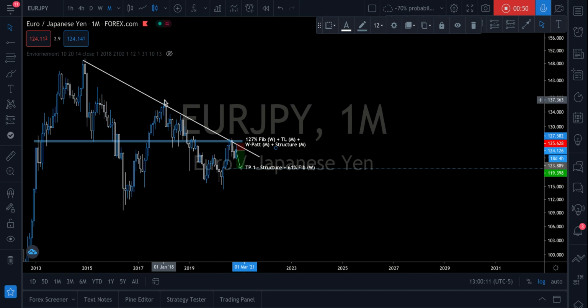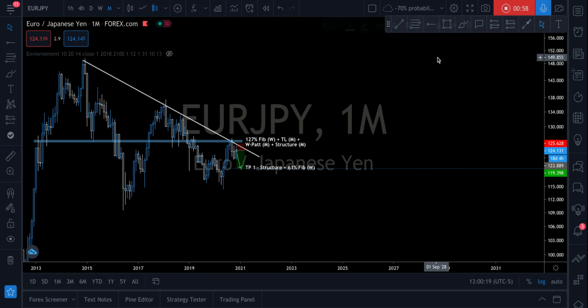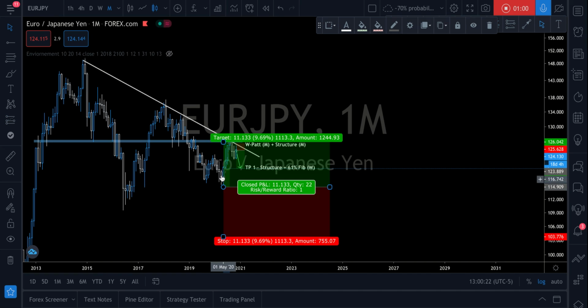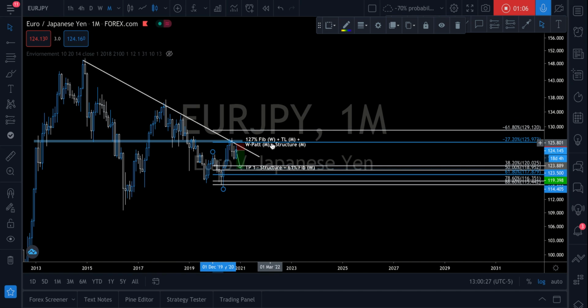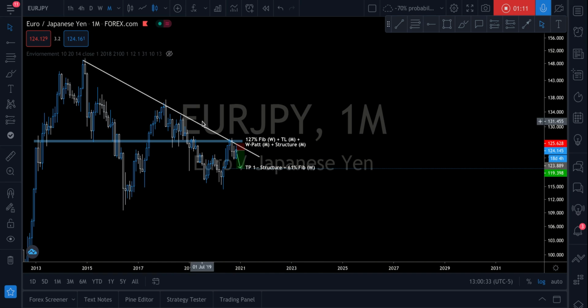We also had this W pattern formation, which is telling us that we're getting ready for a short, in addition to it respecting this structural zone. In addition, this was the 120 extension of the previous monthly leg, and we had this trend line. So we had 4 pieces of evidence telling us that we are looking for some shorts, and that's exactly what happened. Not only did we get onto the short, but we also were able to move our stop loss and take profits dynamically to allow us to get in on this trade.